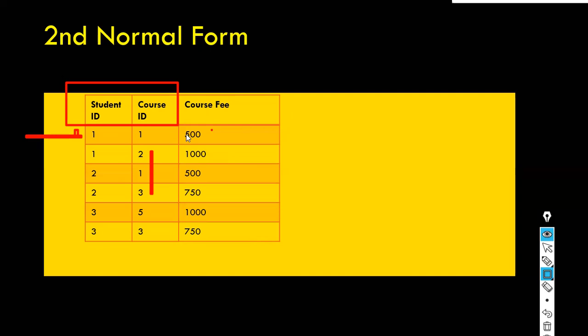So in this case, these two are key columns. The combination of these two columns forms the primary key, the composite key. This is a non-key column. So what we are doing is, since this column is fully dependent on this one, we are splitting this into two tables.